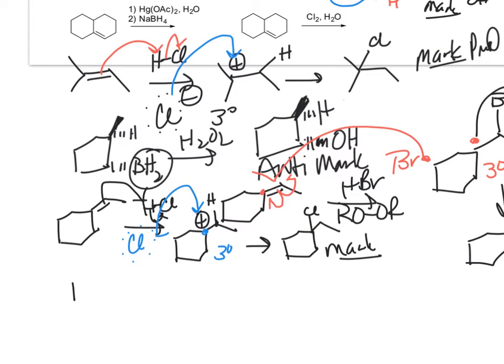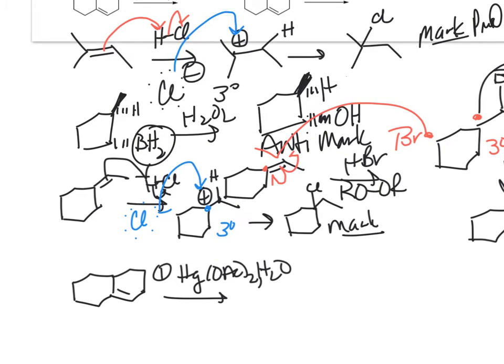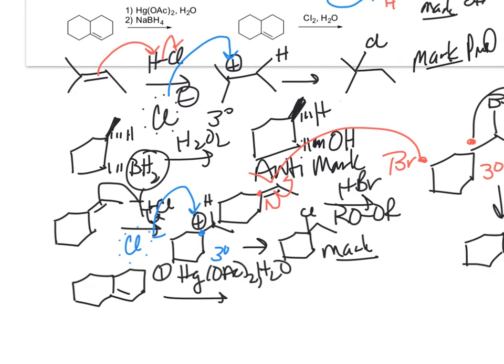The next reaction uses mercury acetate with the alkene. And so the first thing you do is you add mercury acetate. We've talked about this in class. And with water as your nucleophile. And then we'll treat it with sodium borohydride.